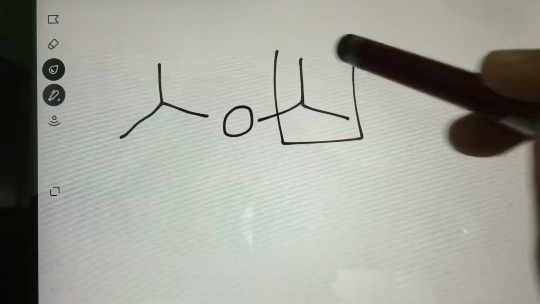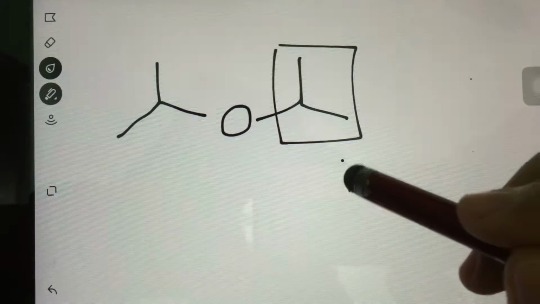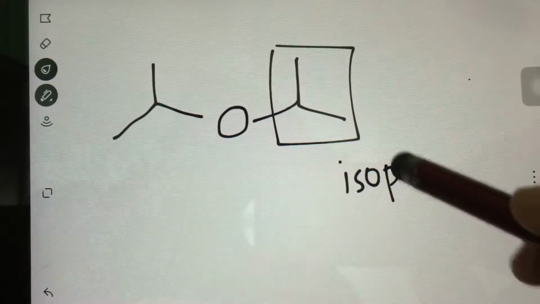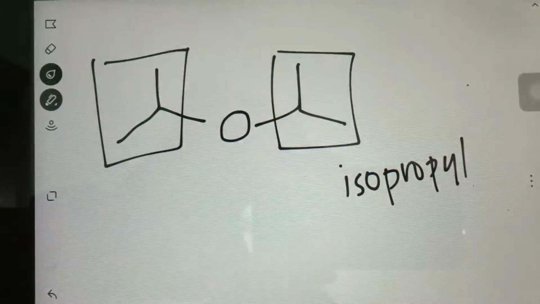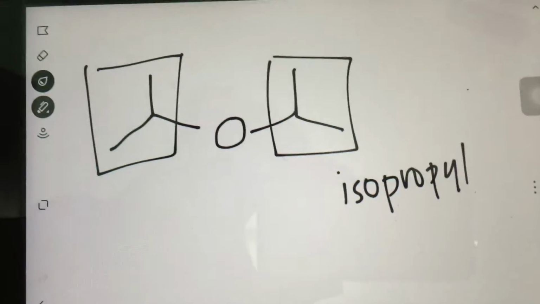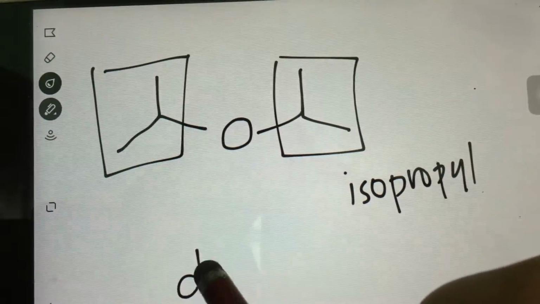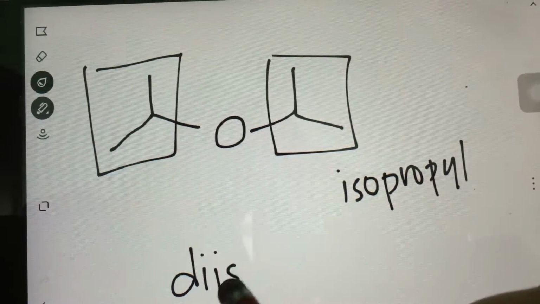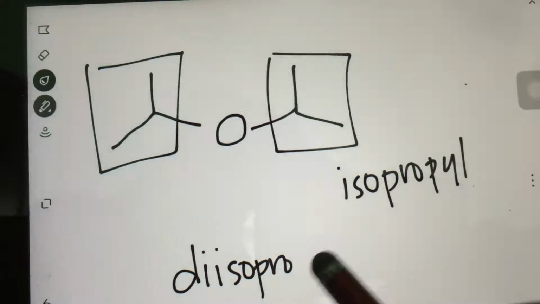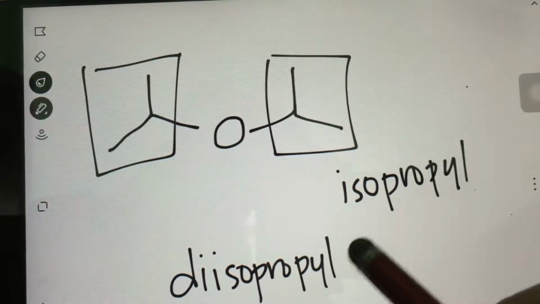Okay, so another example, yan. So this group is an isopropyl group. So it is also the same group here. So instead of saying isopropyl ether, we will use the numerical prefix di, so diisopropyl ether.